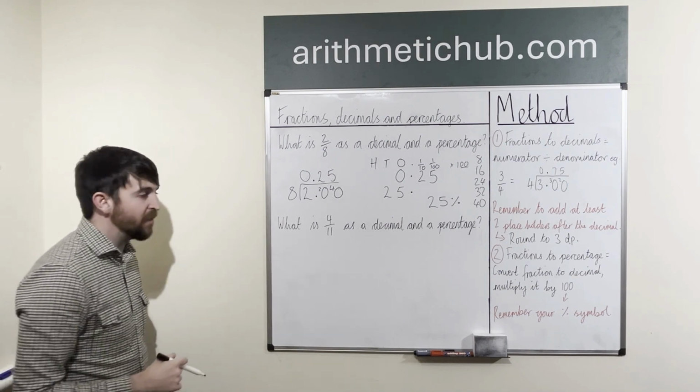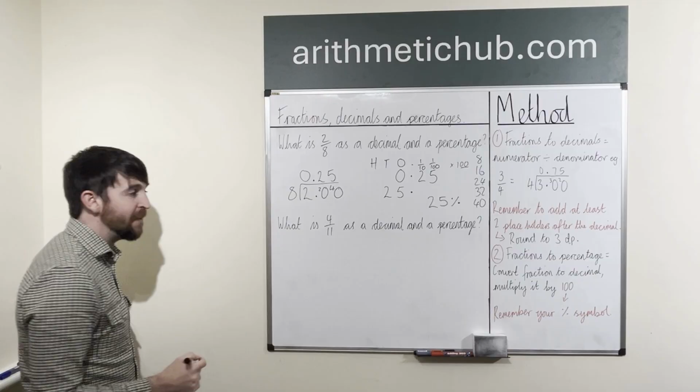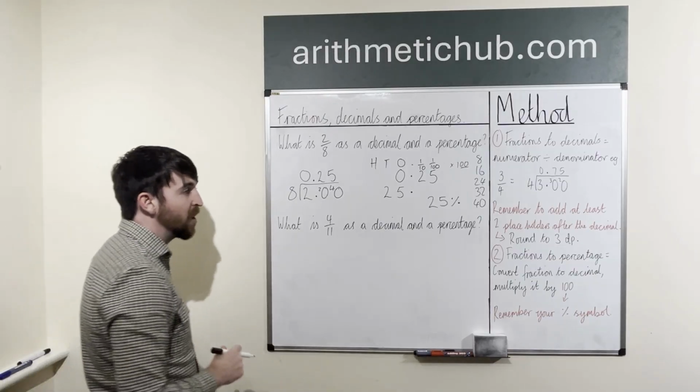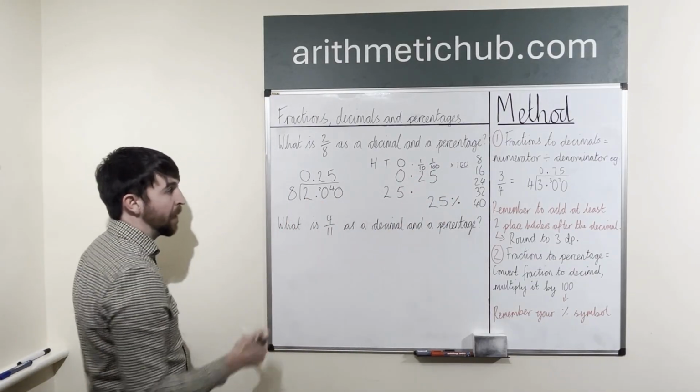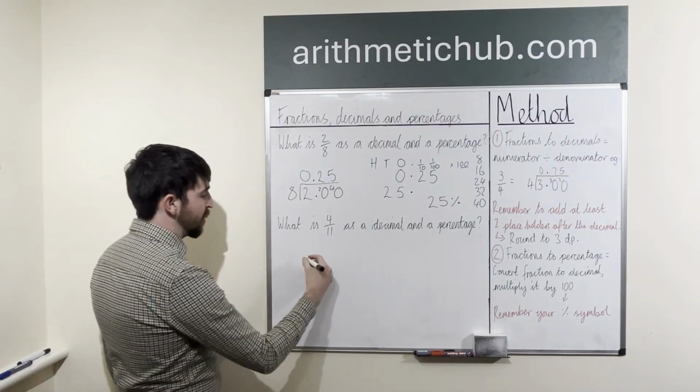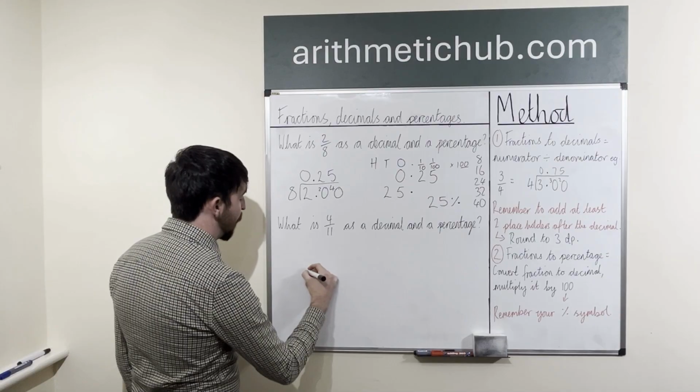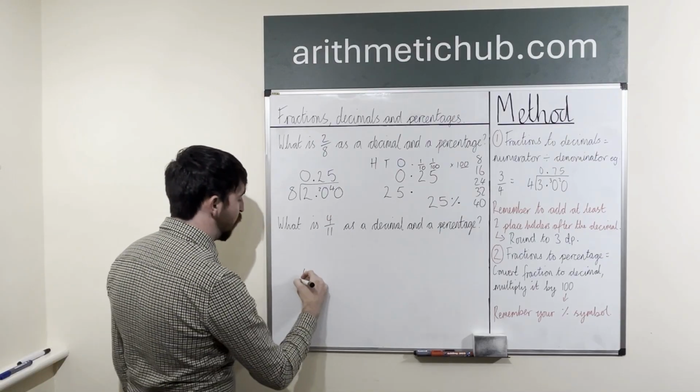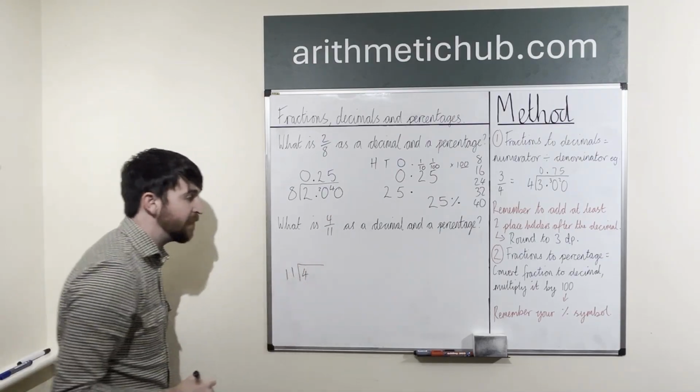Okay, now let's have a look at this question. What's 4/11 as a decimal and a percentage? We're going to do it exactly the same way as we've done up here. The first thing we need to do is divide our numerator by our denominator. Our numerator is 4, we need to divide that by 11.